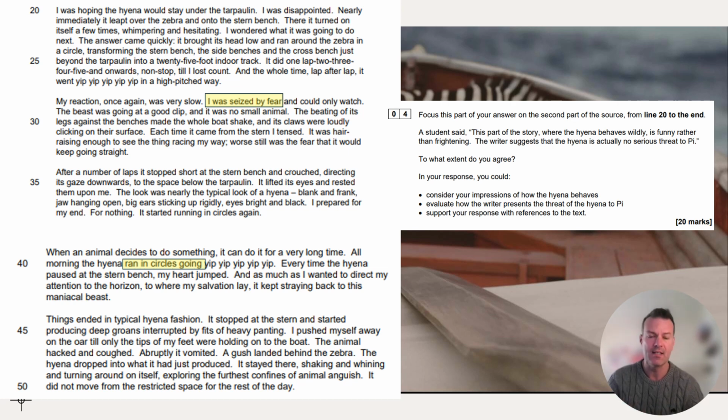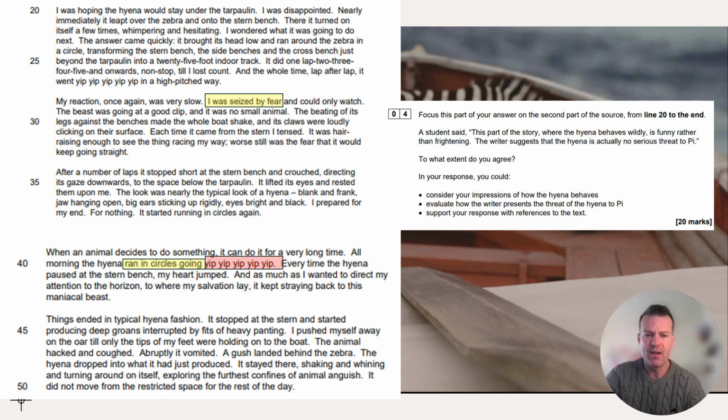Yes, this is a predator. Yes, it's a dangerous animal, as we know from earlier on in the text. But at this point, frightening? No, this thing's running in circles, and it's clownish, and it's very, very amusing. So what else would I talk about to support my evaluation that this is funny?